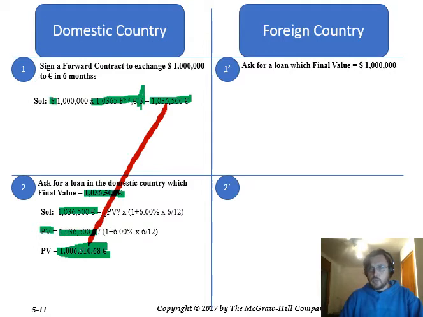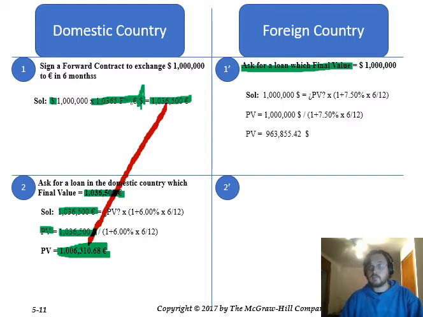In the foreign country, because the foreign country is going to be the US, do we know how many dollars we are getting in 6 months? Well, yes, we do. We are getting $1 million. So the first step says that we can ask for a loan whose final value is the exact amount of money that we are getting in 6 months. That's $1 million. So now $1 million is our final value.